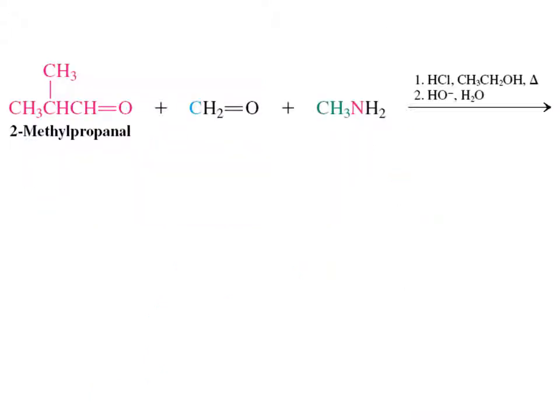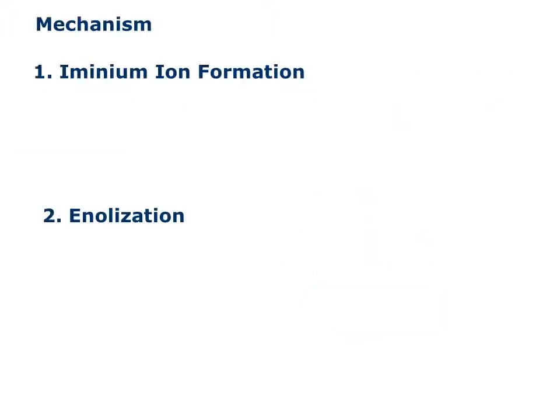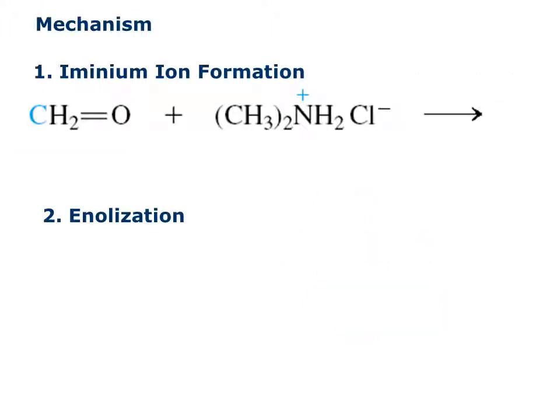All right. So let's look at some examples. Here we have an aldehyde with formaldehyde and a primary amine. Our end product is going to have that carbon from the aldehyde as a new carbon-carbon bond coming from the alpha position of the aldehyde. So let's go through the mechanism. Our first step is going to be forming the iminium ion, which will involve two proton transfers.